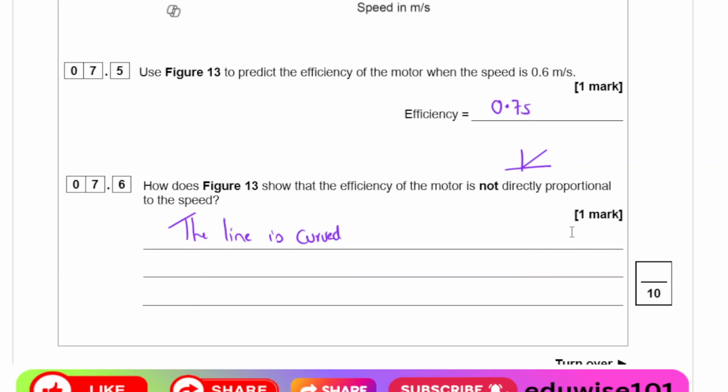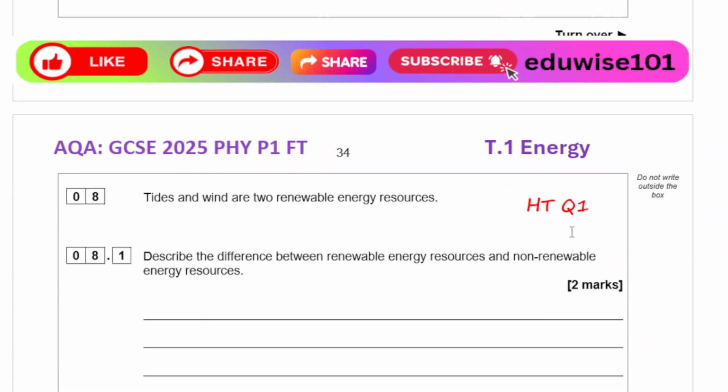That brings us to the end of this question. Now, question number 8 onwards, questions 8, 9, and 10 are higher tier questions.